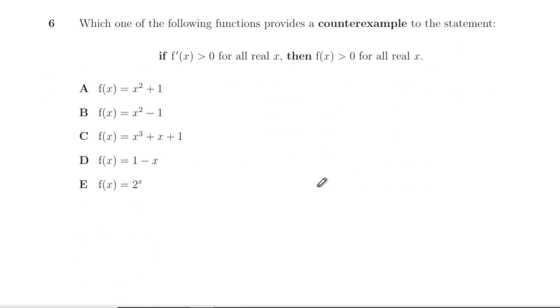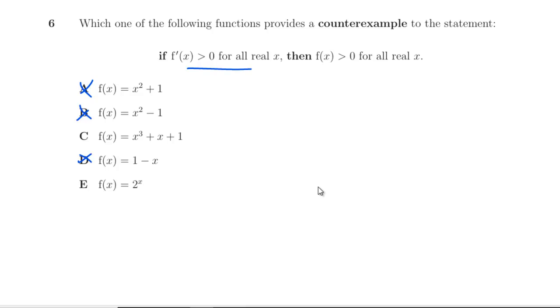6. Which one of the following functions provides a counterexample to the statement: if f dash of x is greater than 0 for all real x, then f of x is greater than 0 for all real x? So first of all, we need something which satisfies that f dash of x is greater than 0 for all real x. So, well, not A, not B, not D. Oh no, D could be. But then it doesn't satisfy the second part. For D, f dash of x is 1, so that's fine, but f of x isn't always greater than 0. Right, okay, so I can rule those out.